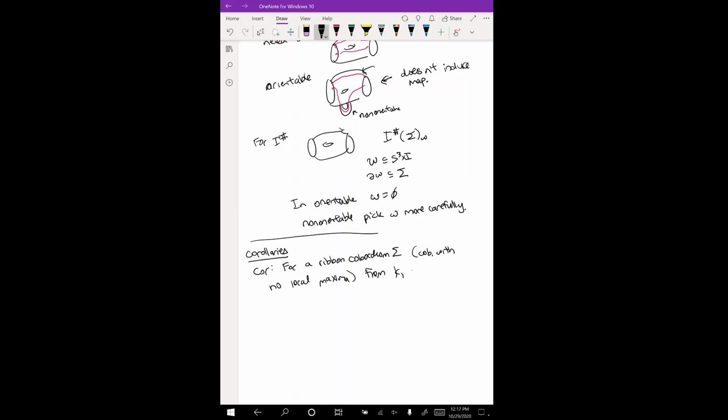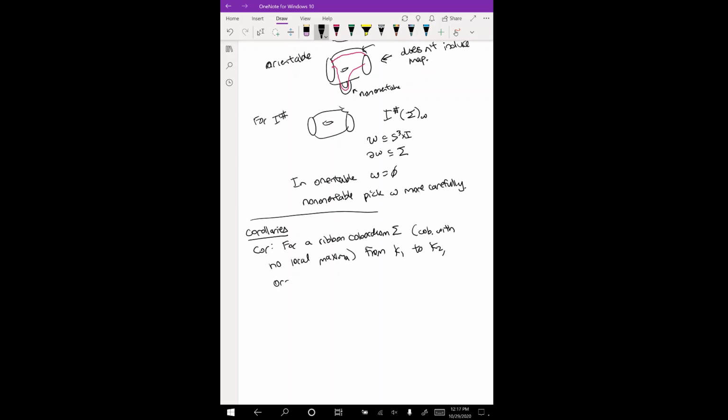From K1 to K2, we have that the torsion order of K1 is less than or equal to the torsion order of K2 plus the genus, and the same is true in knot Floer homology, plus gamma sigma plus 1.